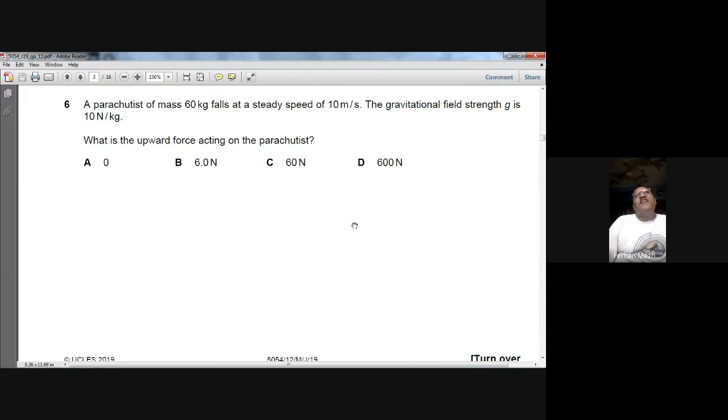The downward force is weight, and the upward force will be the air resistance, and that air resistance will be equal to the weight. The weight is W equals mg. Mass is 60 kg, the g value is 10, so 60 multiplied by 10 will be 600 Newton. The upward air resistance should be equal to the weight. So the upward force must be 600 Newton. So D is the option. The upward force, which is air resistance, should be equal to the weight. So D is the option for question number 6.